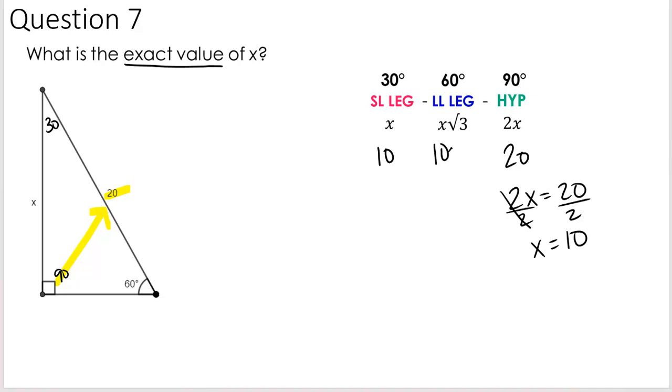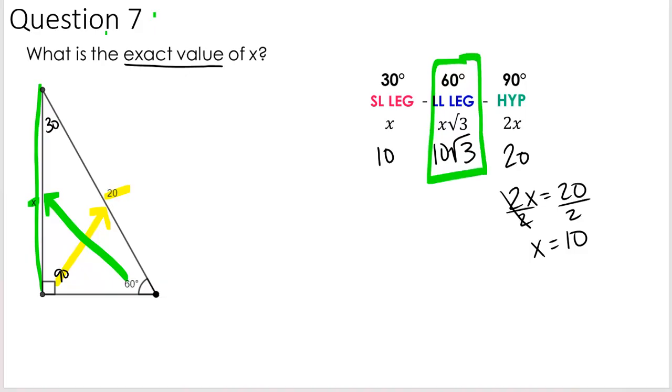The next one, 10 square root of 3. So what's the exact value of x? Now I want you to be mindful. I need you to watch out here though, okay? Because in our picture, x is right here. This leg, okay? And that is the 60. See that? Okay, the 60. So the correct answer should be 10 square root of 3. And then the short leg over there, that would be 10.